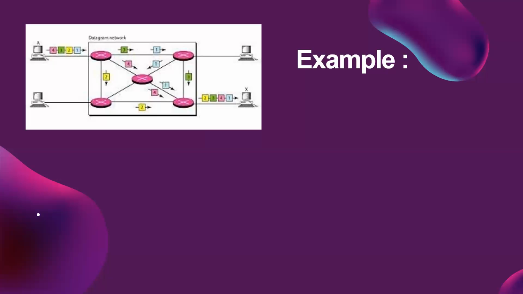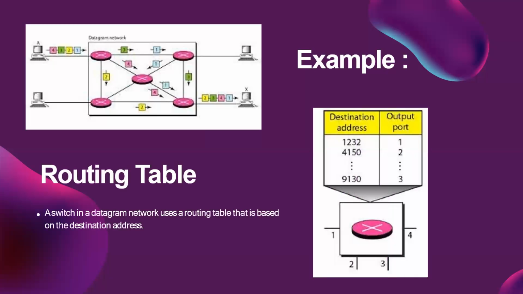Then there are routing tables. A switch in a datagram network uses a routing table that is based on the destination address. In the datagram example, the receiver defines how to reorder the received data, because 1, 2, 3, 4 are the sequence numbers.